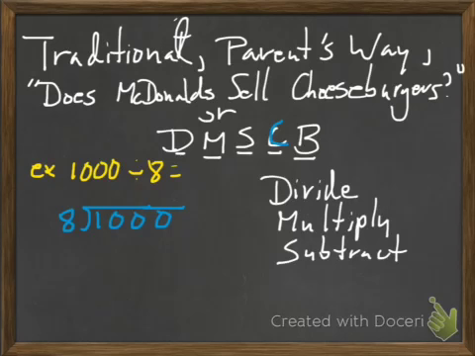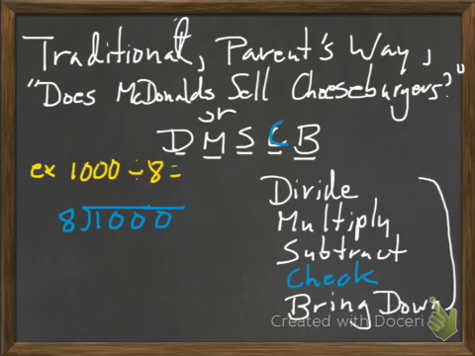The C actually is in a different color up above because that stands for check. You don't write anything down when you check. You just make sure you didn't make a mistake. And then you bring down the next digit, which is how we continue the problem. And then we just go back to the beginning, and we just keep repeating these steps like a loop, going around and around and around until we get the answer.